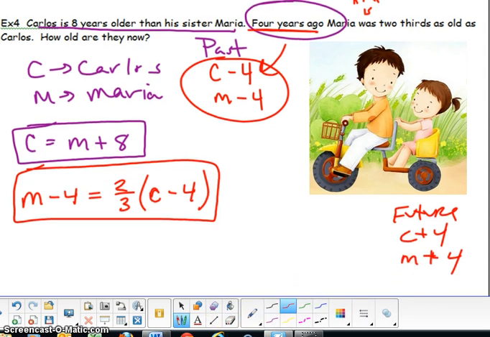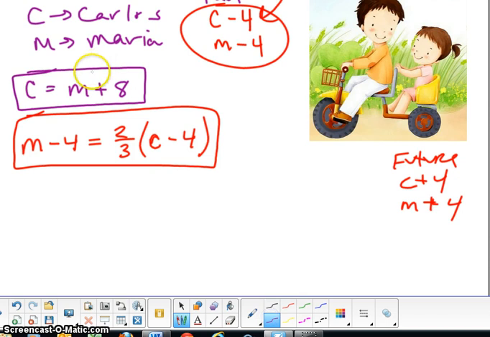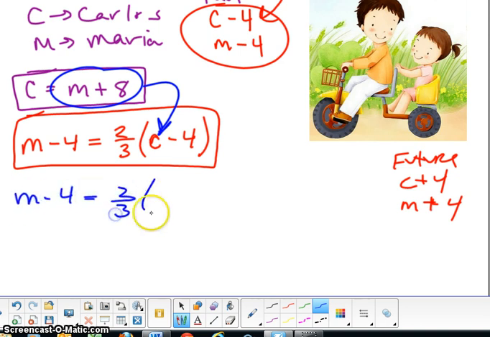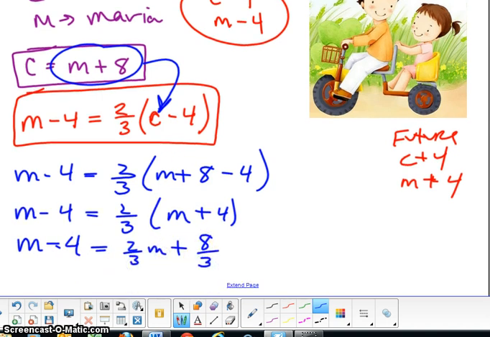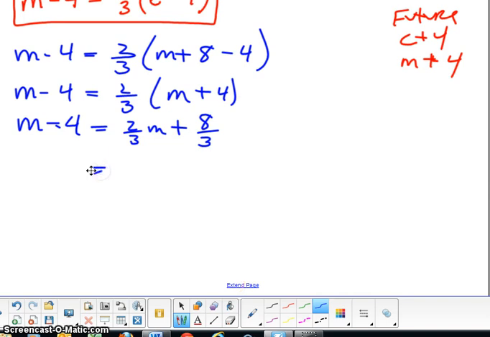All right, so I feel like substitution is going to be the best method here. If we take M plus 8 and plug it in for C in the following equation, it would look something like this. M minus 4 equals 2/3 times the quantity M plus 8 minus 4. And then solve for the inside of the parentheses. We end up with M plus 4. And then the distributive property would give us 2/3 M plus 8/3. And we continue by getting the M's on one side, so that's going to give us 1/3 M.